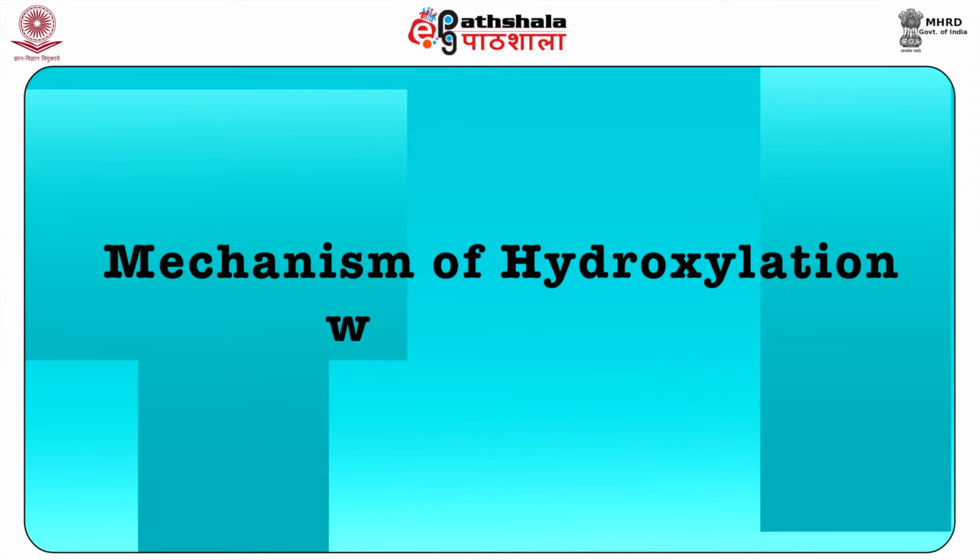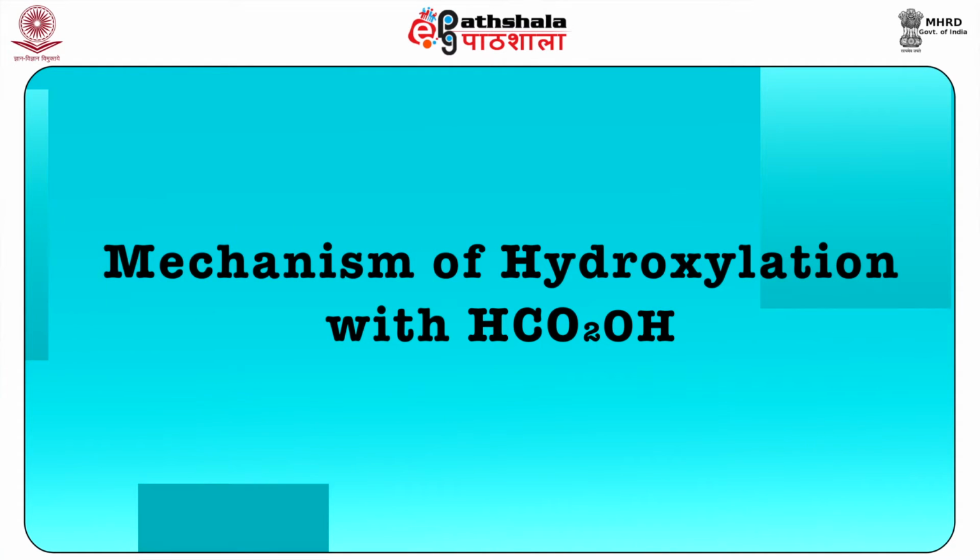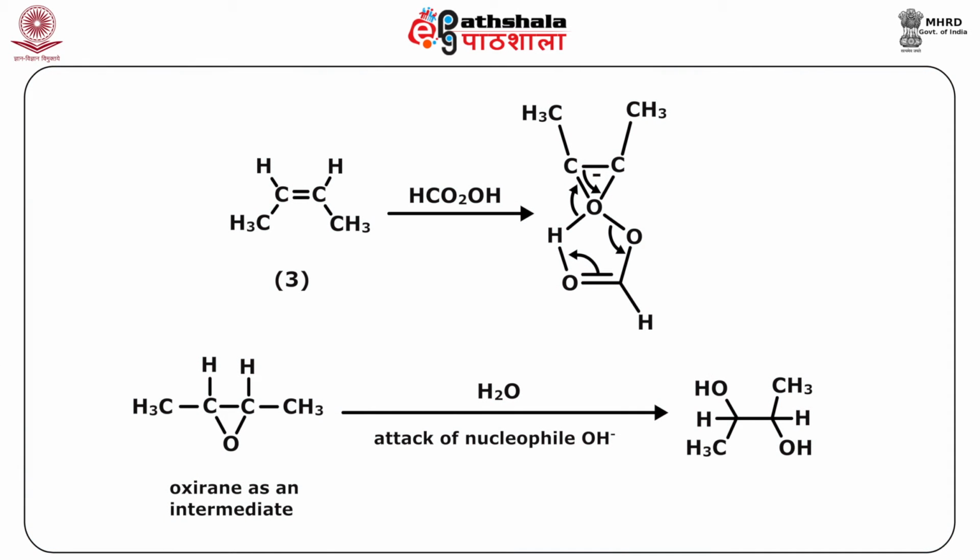Mechanism of hydroxylation with HCOOH. The alkene acts as a nucleophile and the peracid acts as an electrophile. First, insertion of the oxygen takes place in the alkene, which gives an epoxide or oxirane kind of an intermediate, followed by the ring opening of the epoxide with water giving an anti-glycol.